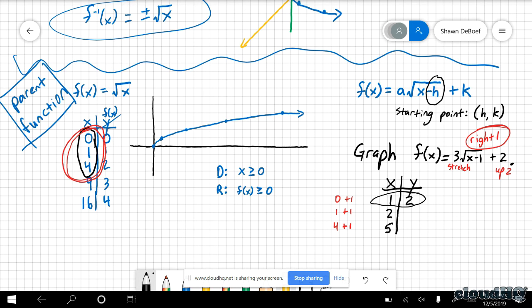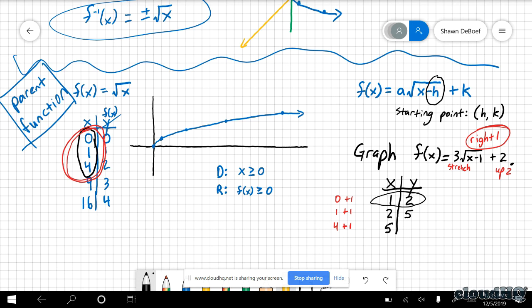Now let's plug in 2 because we anticipated that 2 is going to work out nicely. 2 minus 1 gives us 1. And the square root of 1 is 1 times 3. It's 3 plus 2, 5. Notice how much did it grow by, the y value? 3. What's your a value? 3, huh? I wonder if that's a coincidence.